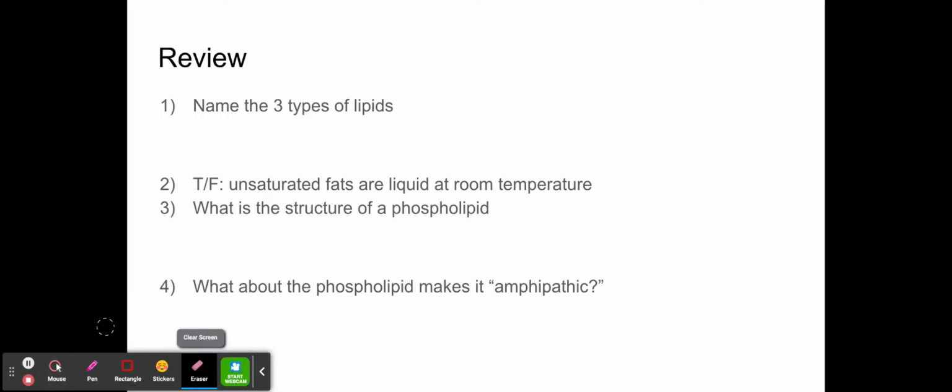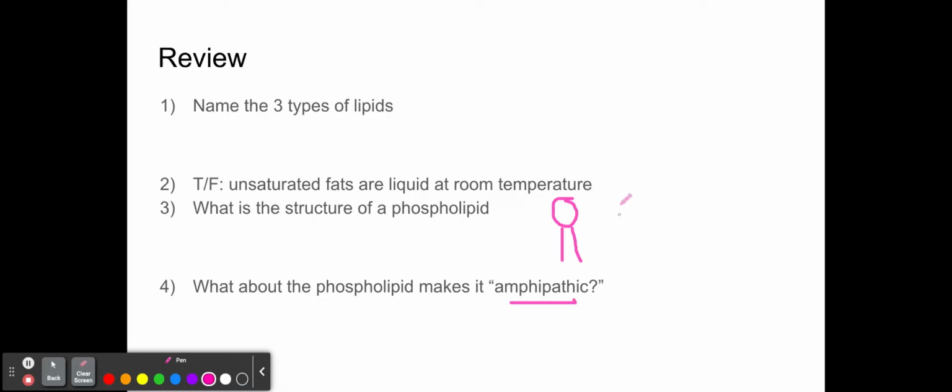All right, so the 3 types of lipids we talked about were triglycerides, steroids and waxes, and then finally phospholipids. True or false? Unsaturated fats are liquid at room temperature. That is true. It is the saturated fats that are solid at room temperature. What is the structure of a phospholipid? It has a phosphate head and 2 fatty acid tails, just like that. And what is it about it that makes it amphipathic? The head loves water. It's hydrophilic. The tails don't like water, hydrophobic, and that's what makes it amphipathic.